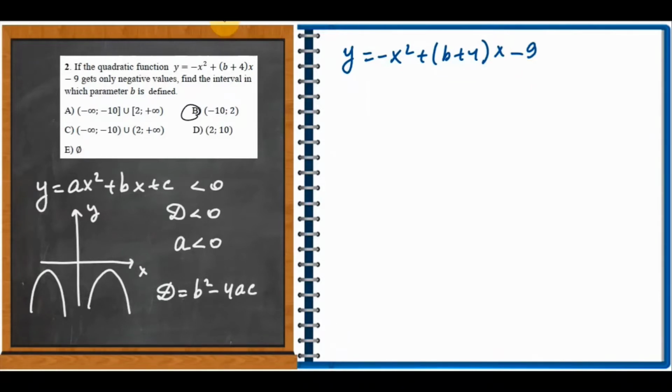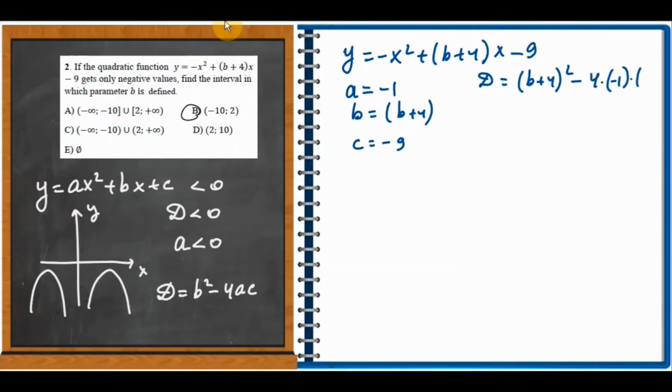And in this specific question, our a coefficient is negative 1, b is b plus 4, and c is negative 9. So b squared, it's (b plus 4) squared minus 4 times a times c. Now, that must be negative, so we will write (b plus 4) squared minus 4 times 1 times 9, which is 36, is going to be negative. Now, how to solve this quadratic inequality?